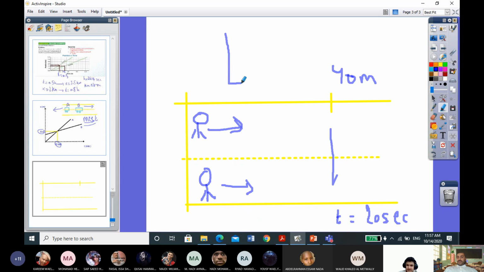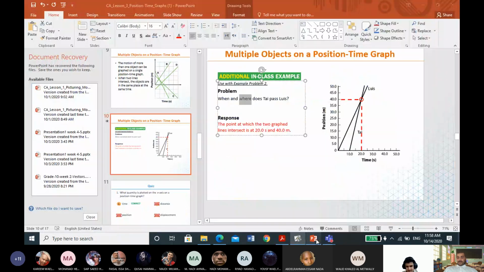So if I am drawing a position-time graph, the intersection between them will give us what? The value of 20 and the value of 40. That's it, guys. You get it? This is meters, and this is position, and this is time. Like you see it here, guys.